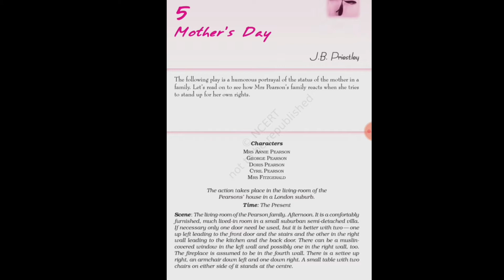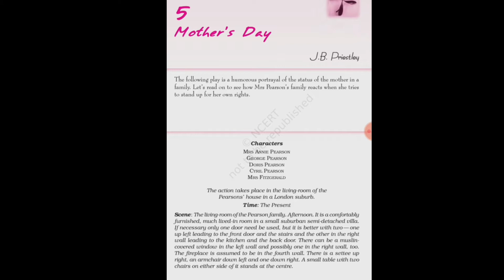So first they're told about the characters and then about the time and the scene. The scene is just a description of the place where they're sitting. So it is a living room of the Pearson family, and the time is afternoon. It is a very comfortably furnished and much lived in room in a small suburban semi-detached villa.